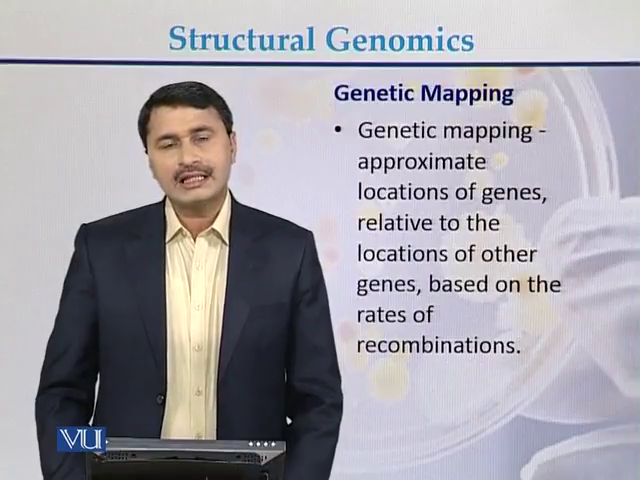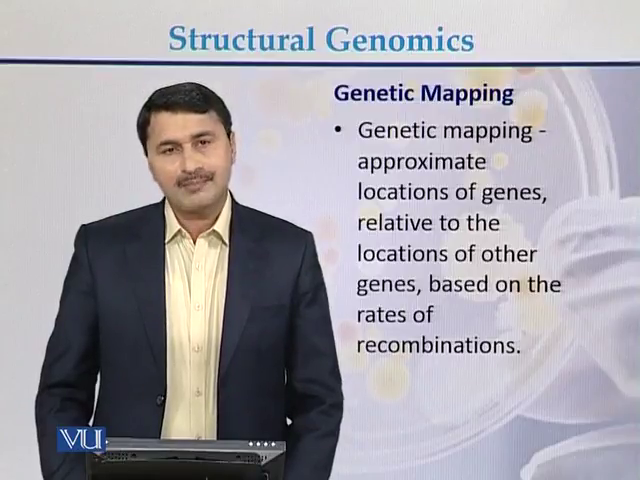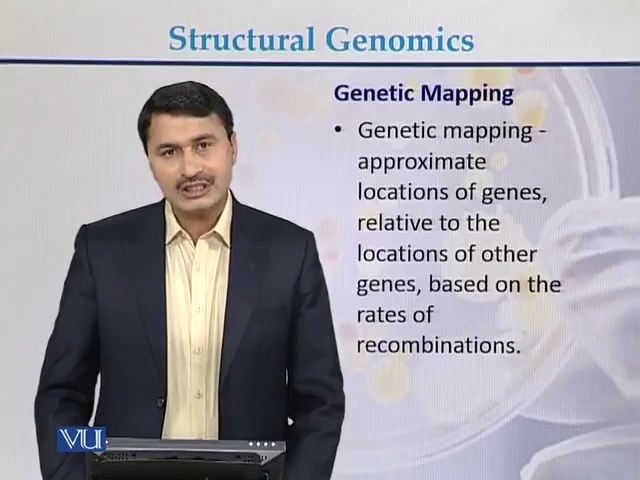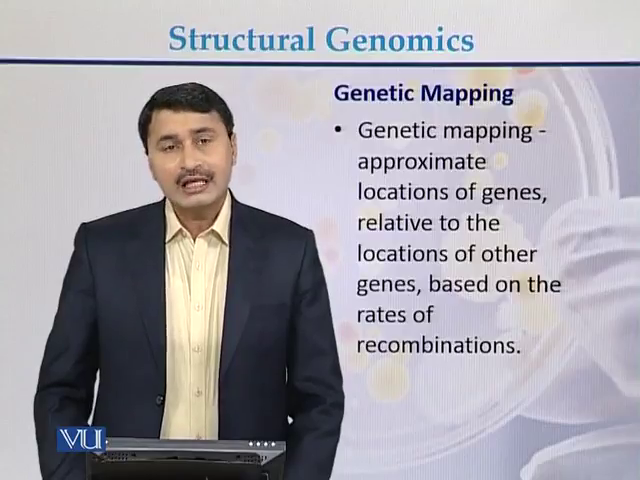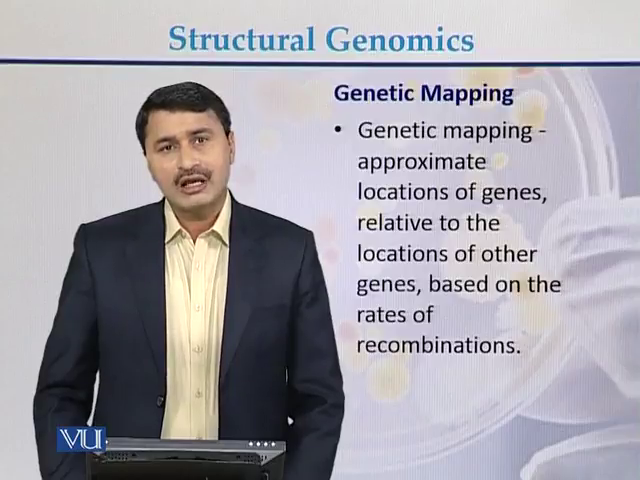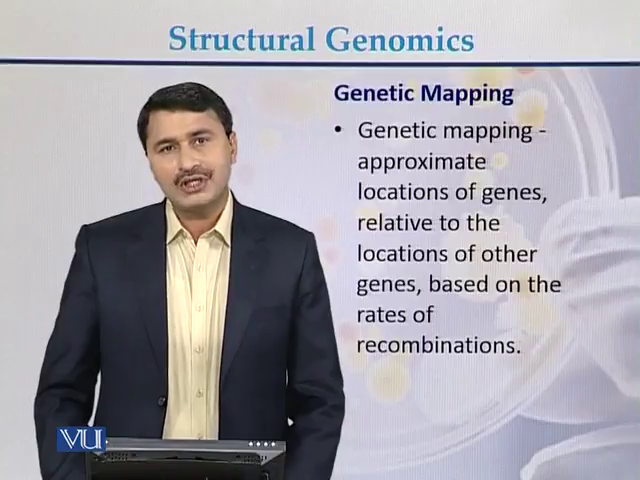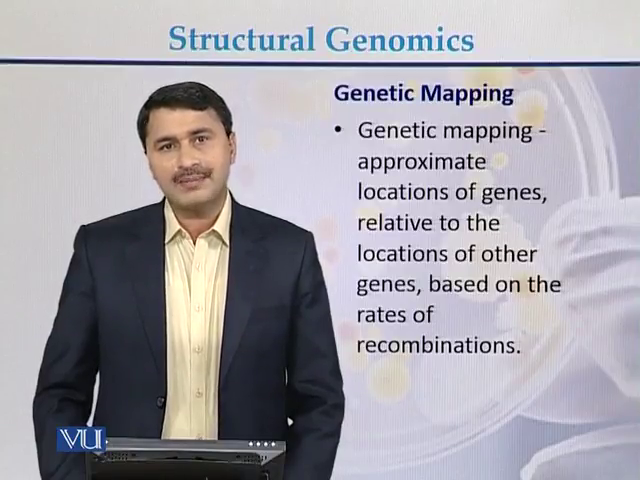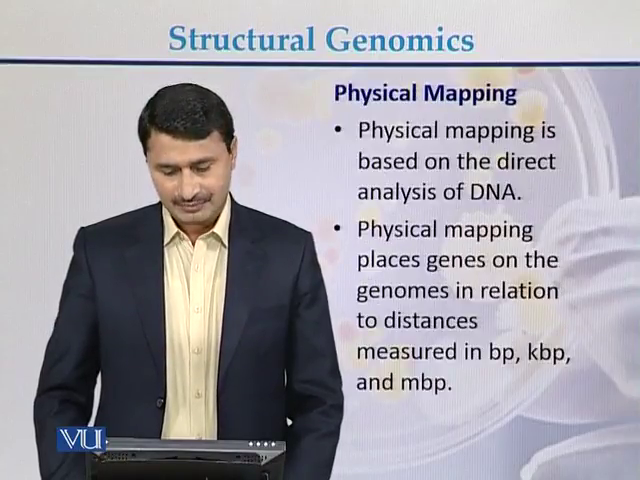So first we see what genetic mapping is. Genetic mapping is the approximate location of genes relative to the location of other genes. This identification of the location of genes with reference to other genes is based on the rates of recombination, or in other words, recombination frequencies. So genetic mapping is performed with the help of recombination frequencies.